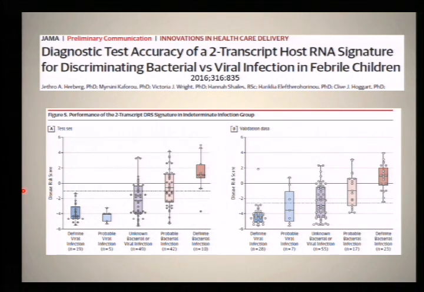And they used that to create a risk score. And what you can see here is in people with definite viral infection, it was really low. In people who had definite bacterial infection, it was really high. But my problem is, in the people we aren't sure about, it wasn't really any different. And so, interesting, but I think certainly not ready for prime time.